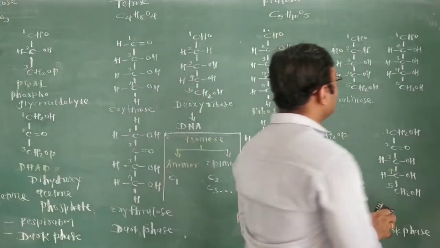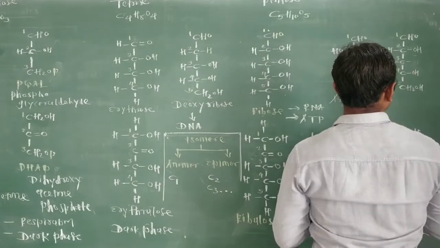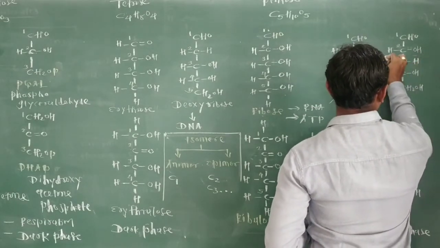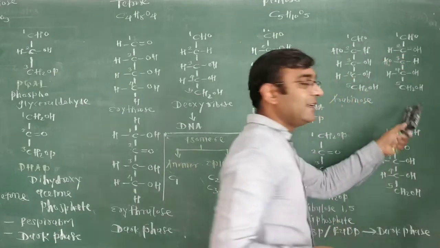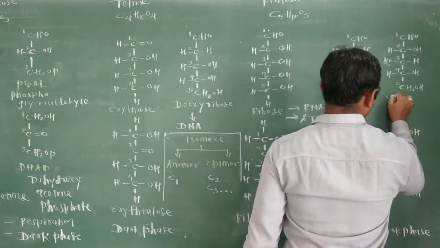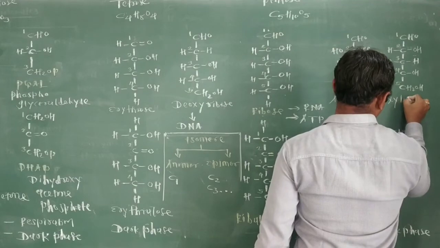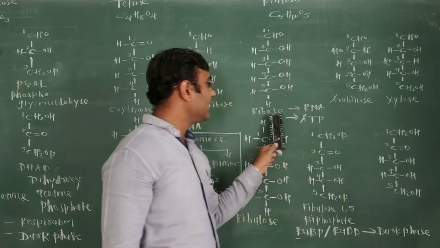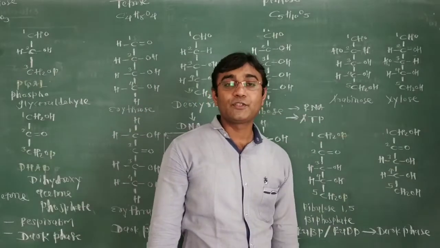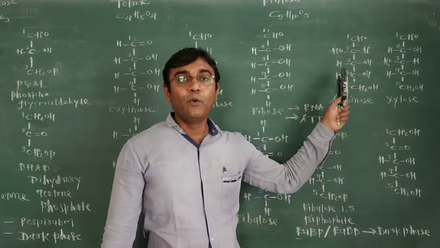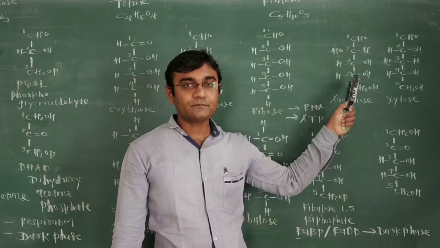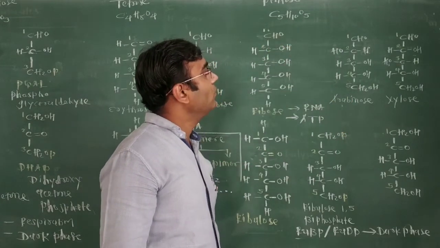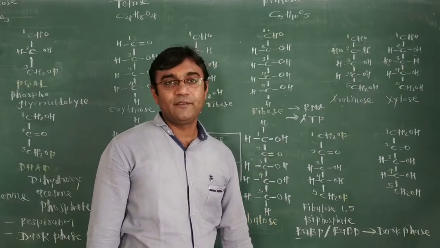The same change at the third carbon, H going to the right side and OH going to the left side, gives xylose. So xylose, arabinose and ribose are isomers of each other, because their molecular formula is C5H10O5 but their structural arrangement is different.